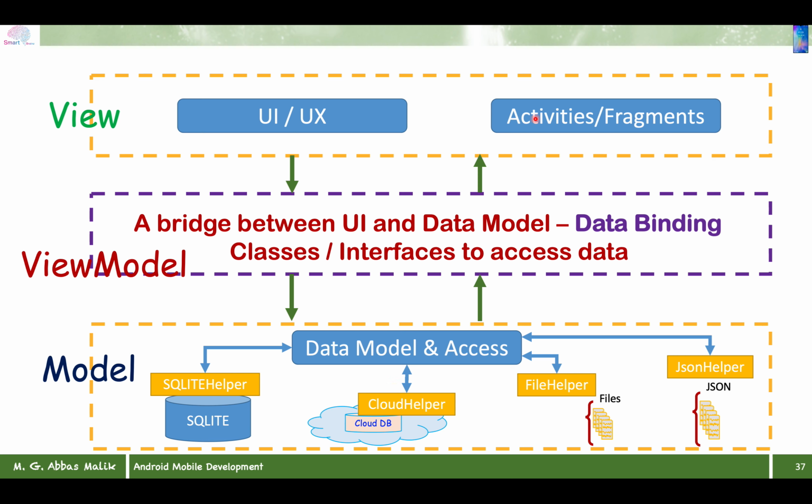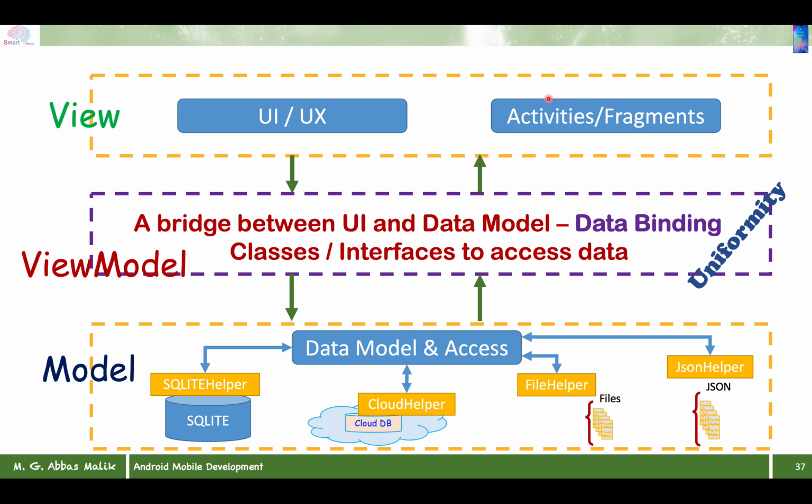Now, if this activity class is deleted because the operating system decides to, we still have the data bindings and everything inside the view model, which is not part of the activity life cycle. So it will still be there, and it can serve other activities and other UI components without any interruption of the data access. So that is our MVVM, or model view model.